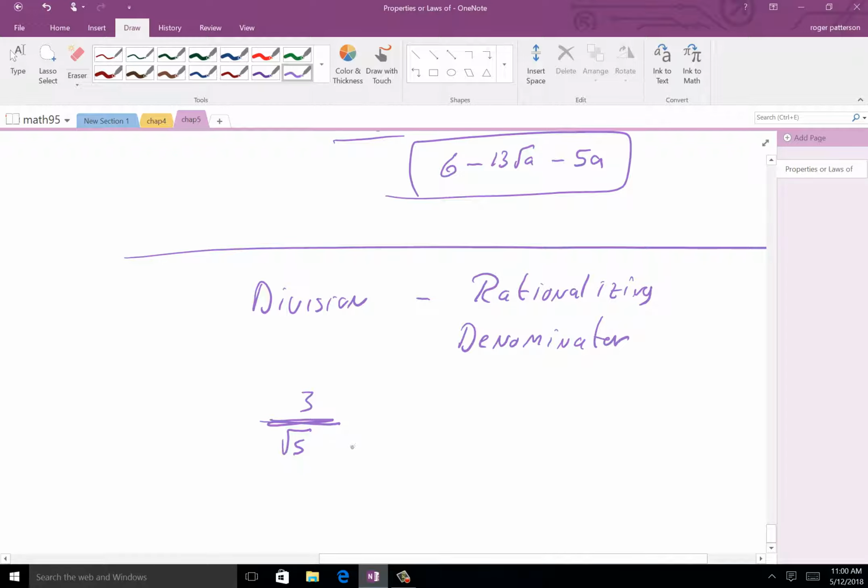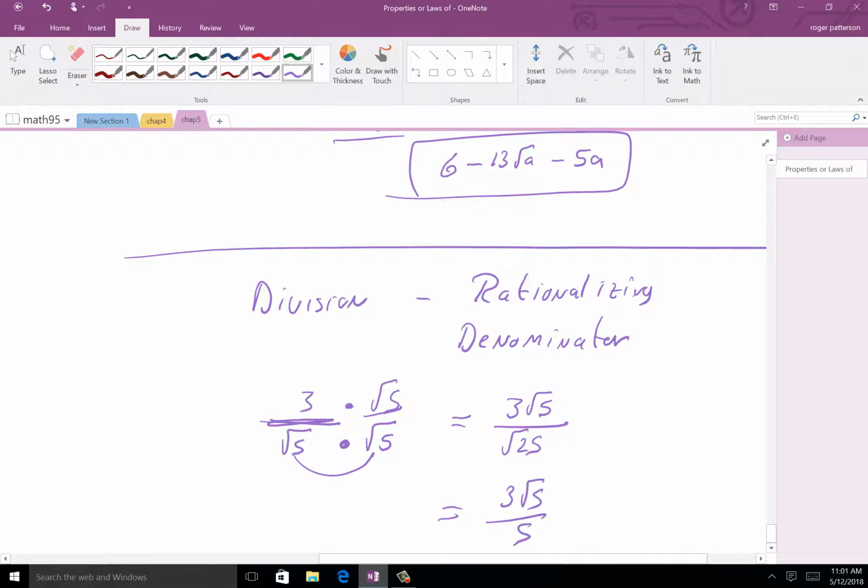Well, here's how we do that. We're going to take the bottom and the top, and we're going to multiply it by the square root of 5. It's easier for me to do it than explain it. On the top, we don't have anything we can multiply there. On the bottom, we're going to get the square root of 25. But what is the square root of 25?